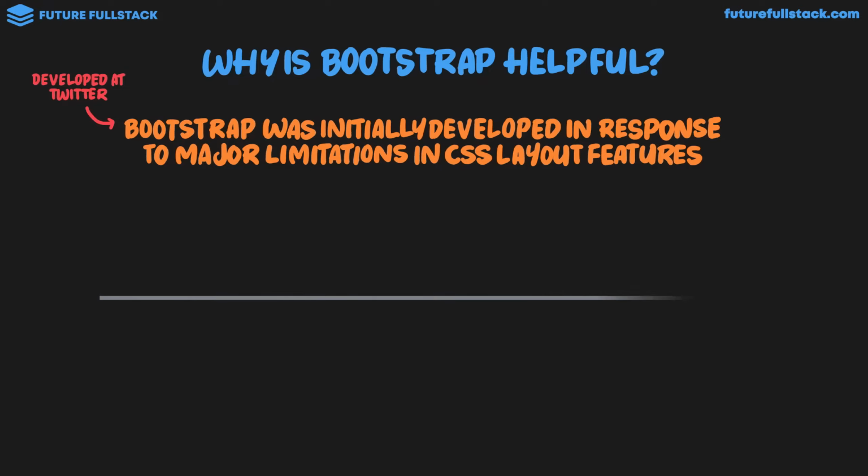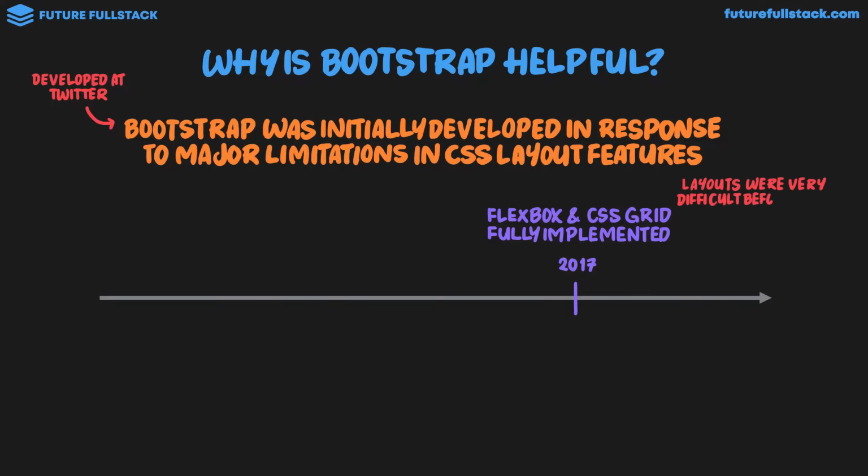So let's take a look at a quick timeline. The first date I want to look at is 2017. This is when Flexbox and CSS Grid were fully implemented, which means that layouts were very difficult before 2017. Having used both Flexbox and CSS Grid, you know how powerful they are in helping lay out web pages. And you can just imagine how hard it would be to achieve those kind of layouts without these CSS features.